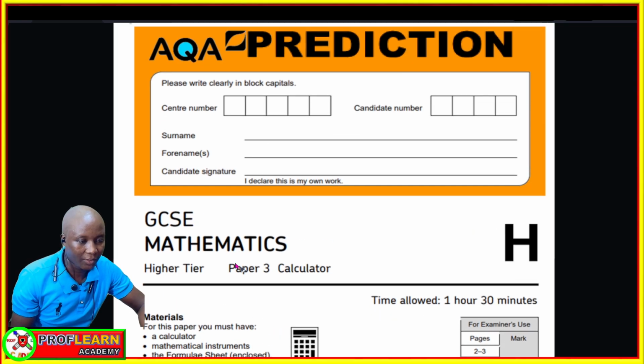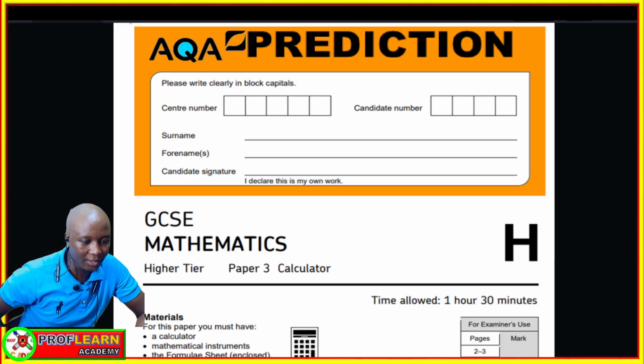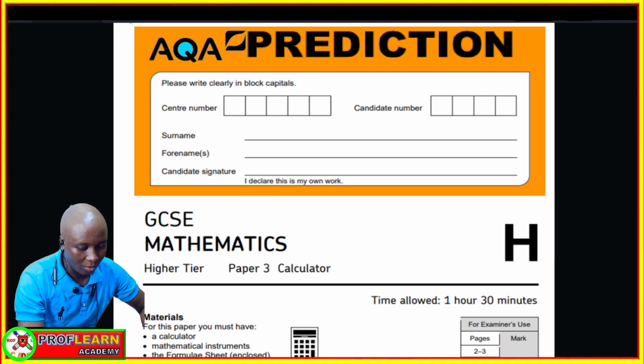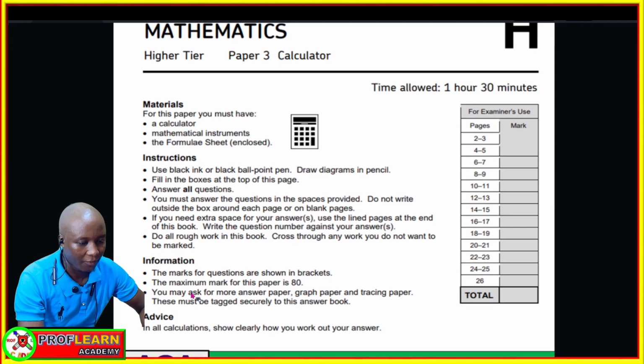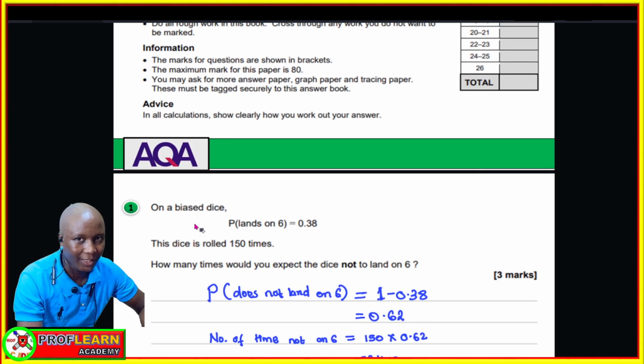In this particular video, we're going to have a discussion on the kind of question that you expect to do in AQA GCSE Math Paper 3, the calculator paper. And as you can see here, we have 1 hour 30 minutes for the paper, and we're going to look at the main areas that you really need to prepare as far as this exam is concerned.